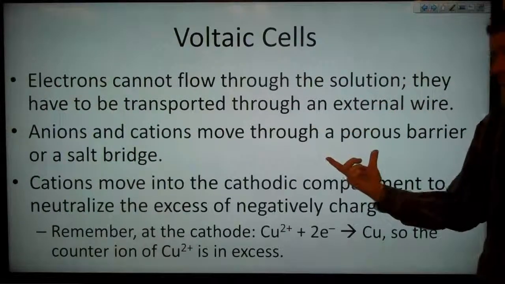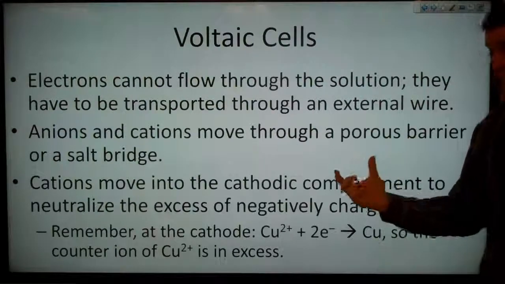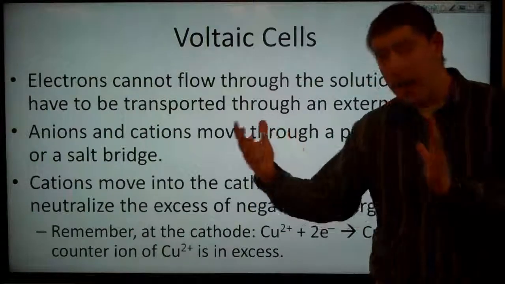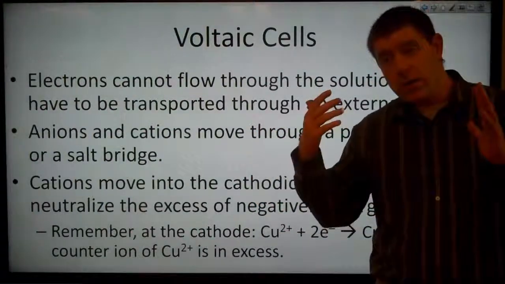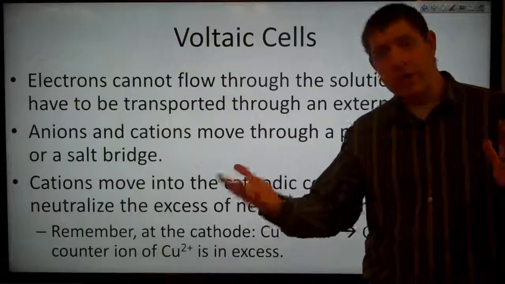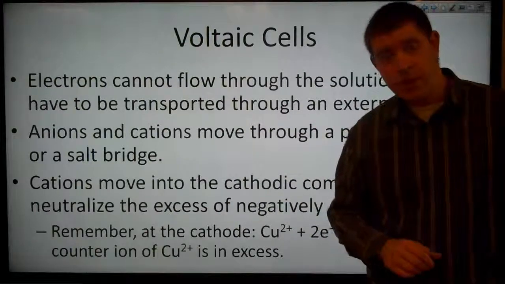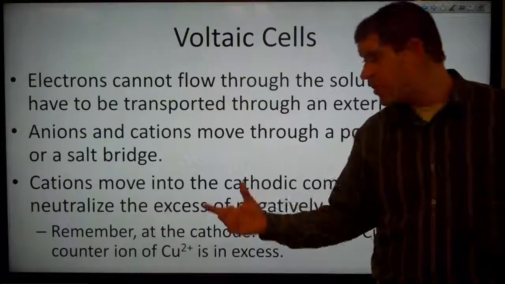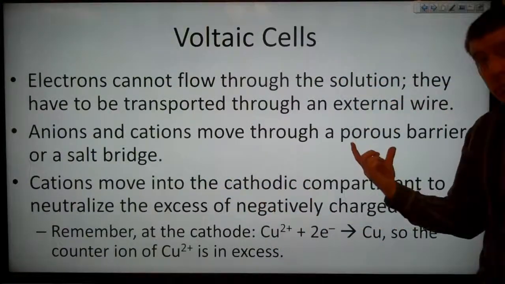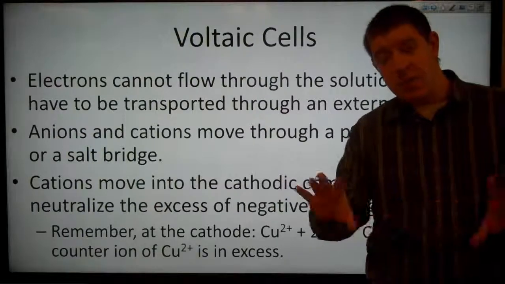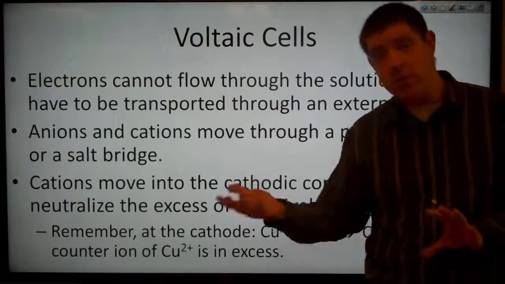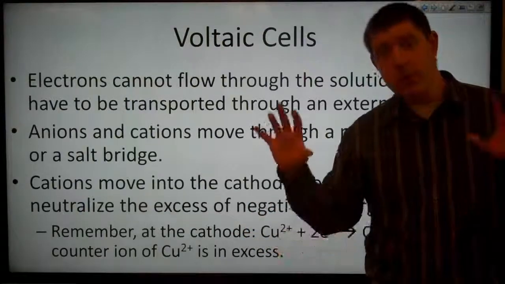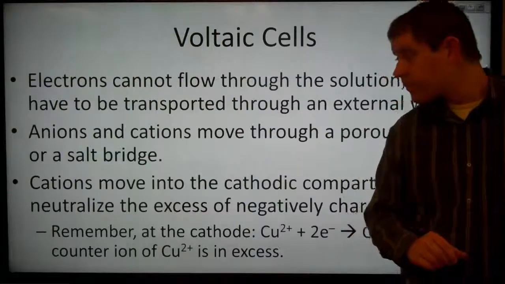And our anions and cations are moving through some porous barrier or salt bridge. This is what we're calling a salt bridge. We're allowing the anions and cations to move back and forth. If we allow our reactants to move back and forth, then the reaction just occurs directly between the two reactants, and so we need to keep our reactants separated. So our salt bridge or our porous barrier needs to be semi-permeable. It needs to be permeable to some cations and anions, but not permeable to our reactants.